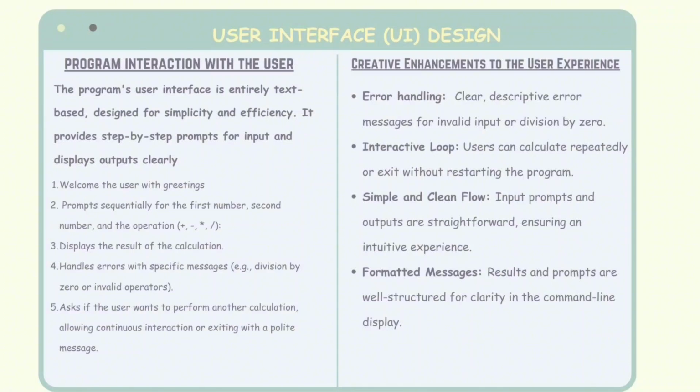Second, prompt sequentially for the first number, second number, and the operation. The program guides users step by step to input the following. First number, enter the first number. Second number, enter the second number. Operator, choose an operation. The prompts are direct and designed to reduce ambiguity.